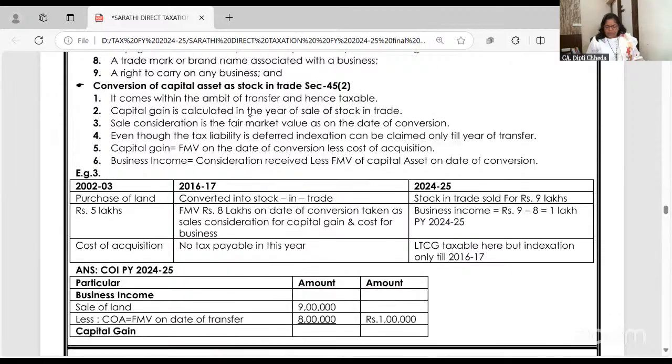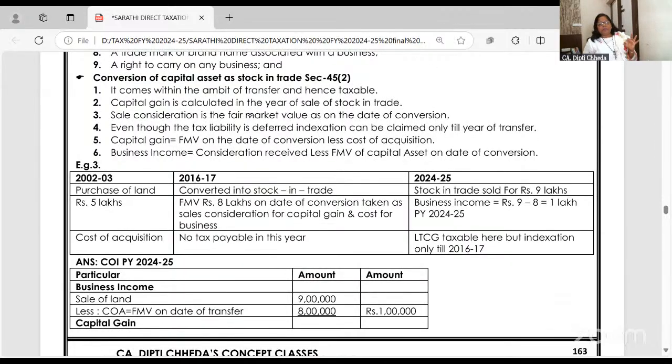Now I'm taking three special cases. The first I covered yesterday with two classwork problems and one homework problem. Did all of you do it? Conversion of the capital asset into stock in trade.